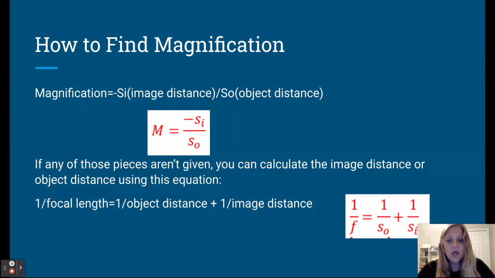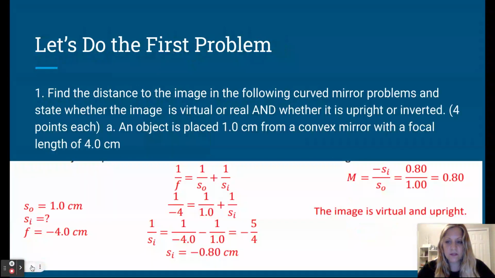But sometimes we aren't given all of that information, so we might have to do a calculation to find the missing piece of information. So then you will be using this other equation, where 1 over the focal length is equal to 1 over the object distance plus 1 over the image distance. Those are the two equations that we're going to use to solve these problems. So let's look at the first example problem.